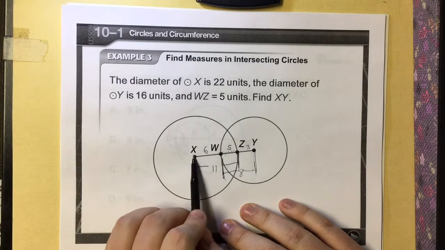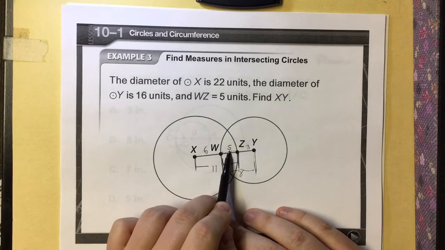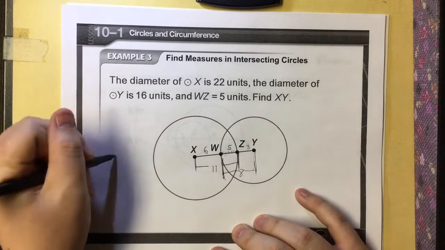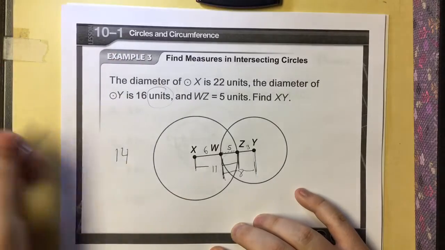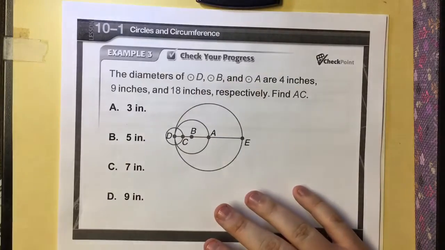They want us to find the distance from X to Y. 6 plus 5 plus 3. 6 plus 5 is 11. 11 plus 3 is 14. And since it's just in units, this would also just be in units.